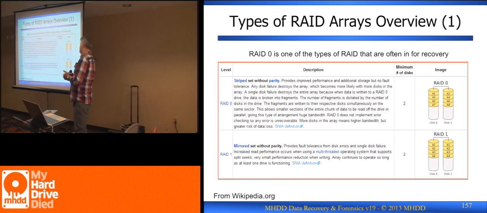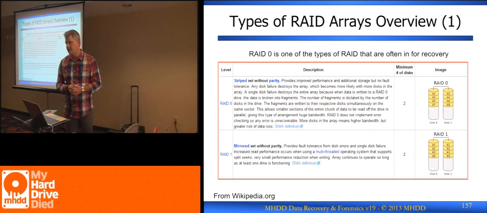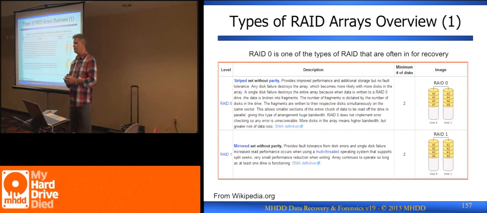Now, in RAID 0, what's the minimum number of drives? 2. What's the maximum number of drives? You can have as many as you want, as many as your system will let you add. Isn't that asinine? It will let you keep adding and adding. I have seen a RAID 0 array with 45 drives in it.